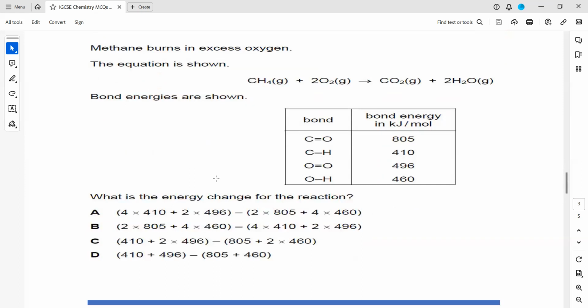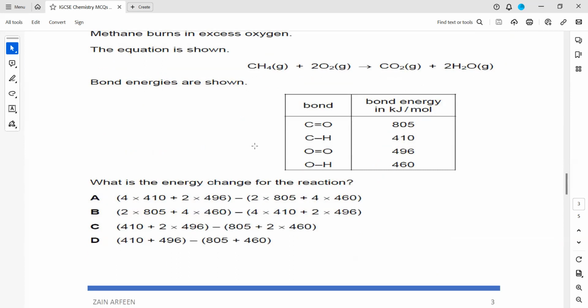Next is methane burns in excess oxygen. The equation is shown and the bond energies are shown. What is the energy change for this reaction? We don't have to calculate the final answer, we just have to show the method. Whenever an equation is given, first draw the molecules to identify how many bonds there are. Oxygen has a double bond and there are two molecules. CO2: carbon and oxygen have a double bond. And H2O is H-O-H.